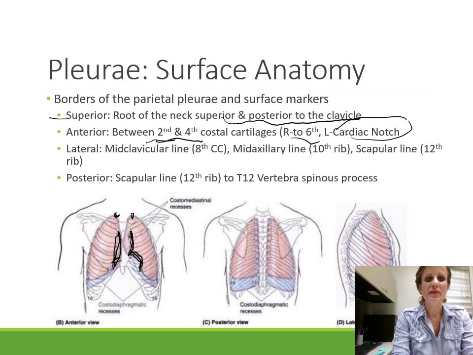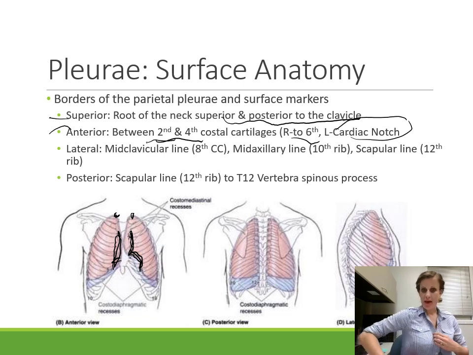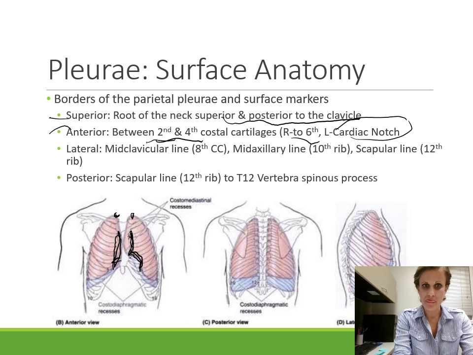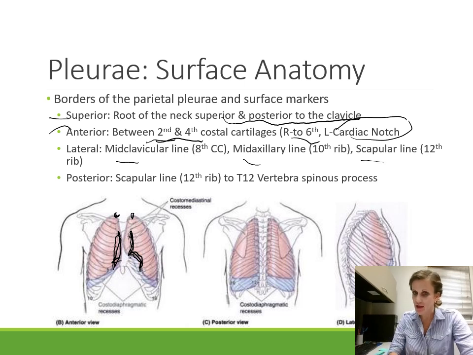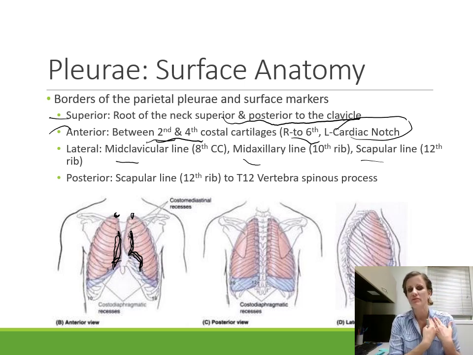So we can find the top of the pleural cavity. We can trace down the anterior, or front, of the pleural cavity. Now we need to start making our way out laterally. The way that we do that is by picking a couple points. We go from the mid-clavicular line to the mid-axillary line to the scapular line, and we can trace the border of the pleural cavity that way. The mid-clavicular line, remember, is just in the middle of the clavicle.